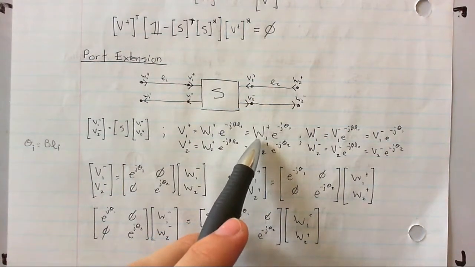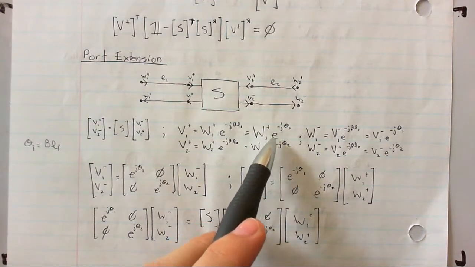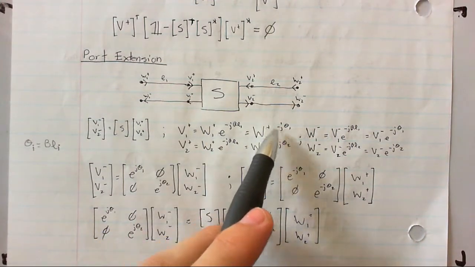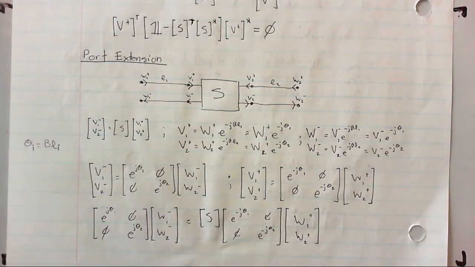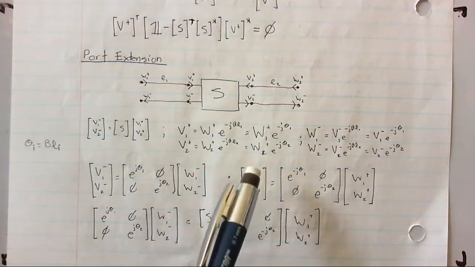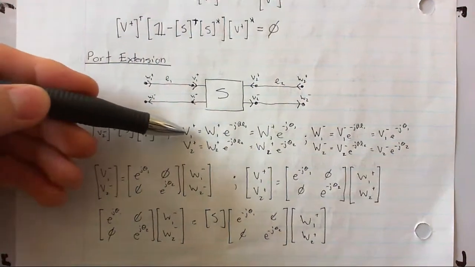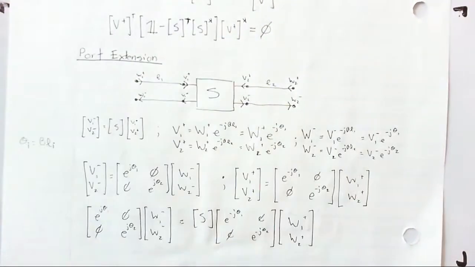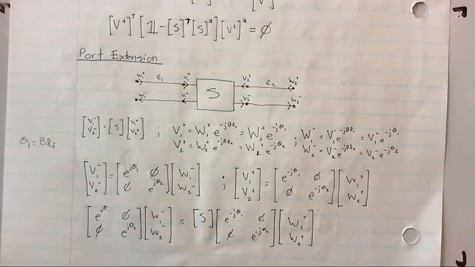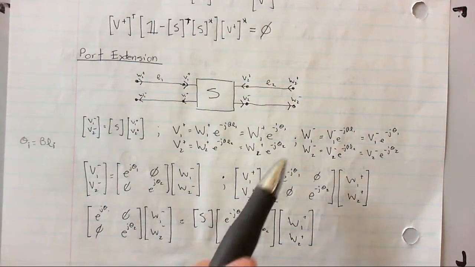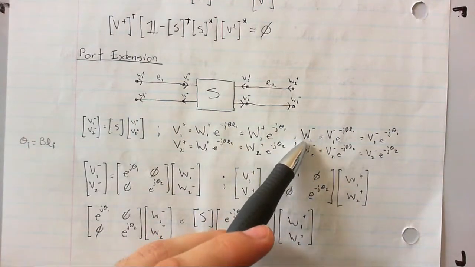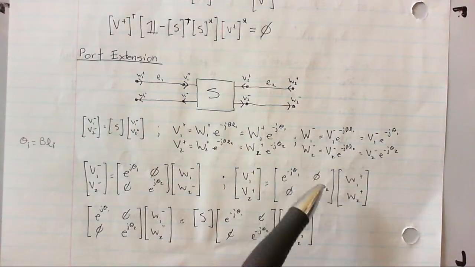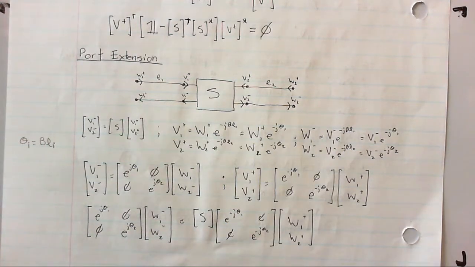So we can just say that V1 plus is equal to W1 plus times e to the minus j theta i. And of course this is engineering, so we're using j instead of i for our complex number. And we can write this out for all of them. So we've got V1 plus, V2 plus in terms of W1 plus and W2 plus, and then we've got our reflected waves W1 minus and W2 minus in terms of V1 minus and V2 minus.